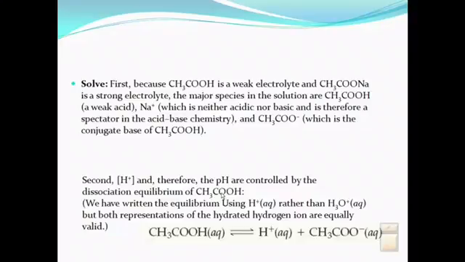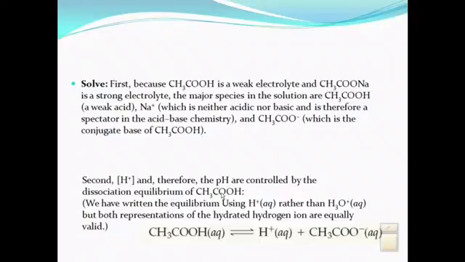It says, first, because CH3COOH is a weak electrolyte, that's a weak acid, and the sodium acetate is a strong electrolyte, it means that the major species in the solution are the CH3COOH, your weak acid, Na+, which is neither acidic nor basic, which doesn't really matter, and then your CH3COO-, your acetate ion, which is the conjugate base of CH3COOH. So that's the first step. Second, H+, and therefore your pH, are controlled by the dissociation equilibrium of your acetic acid.